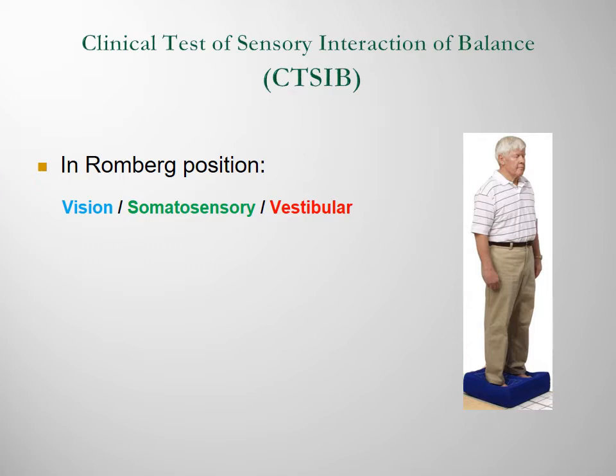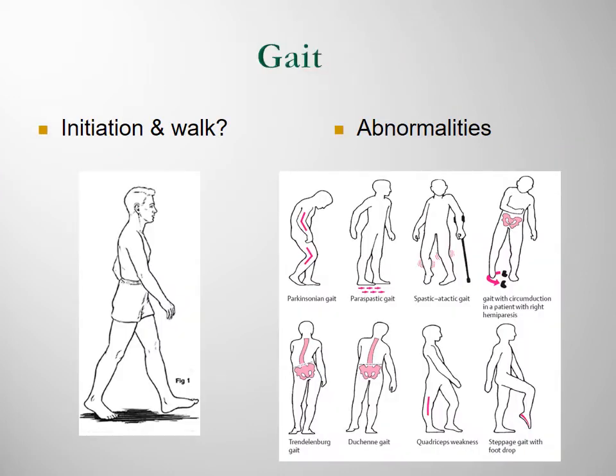The clinical test of sensory interaction of balance, CTSIB, is the same idea as Romberg, preventing vision and somatosensory input to test for near pure input of the vestibular system on balance.